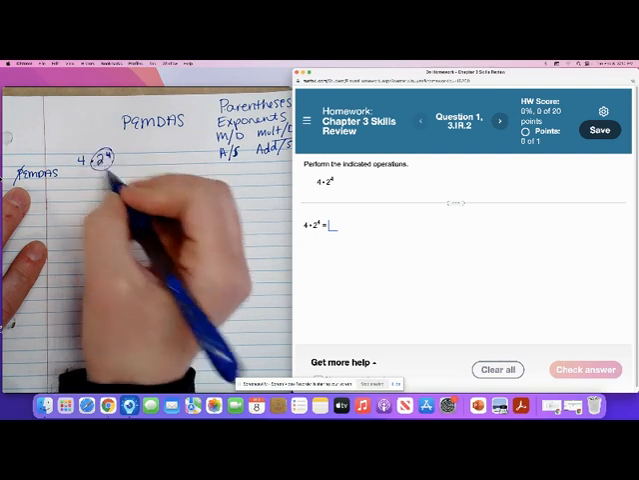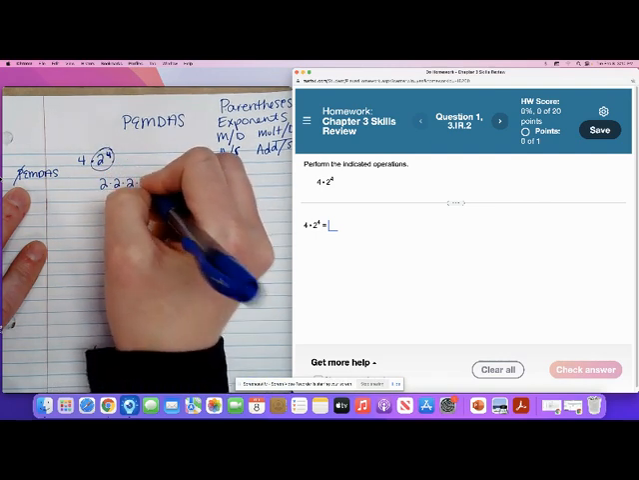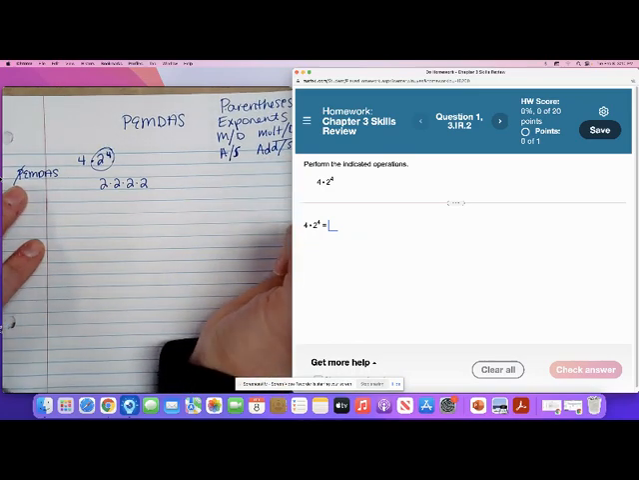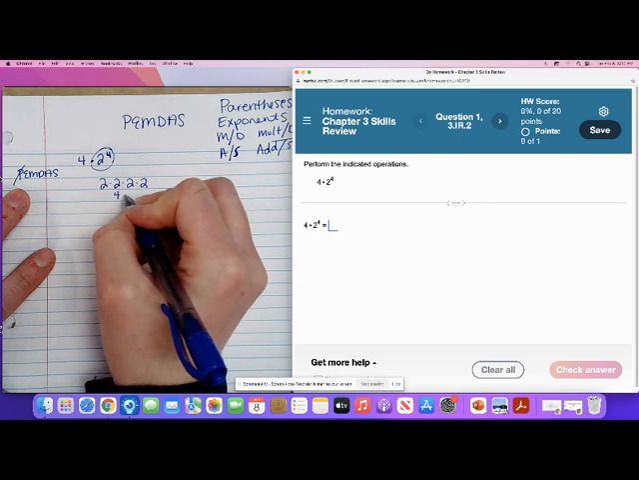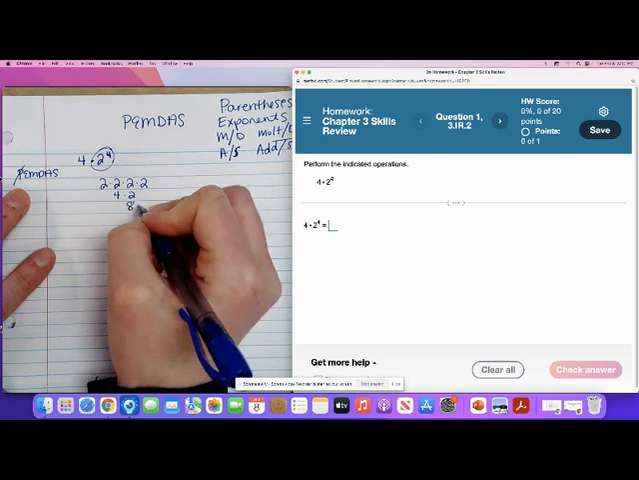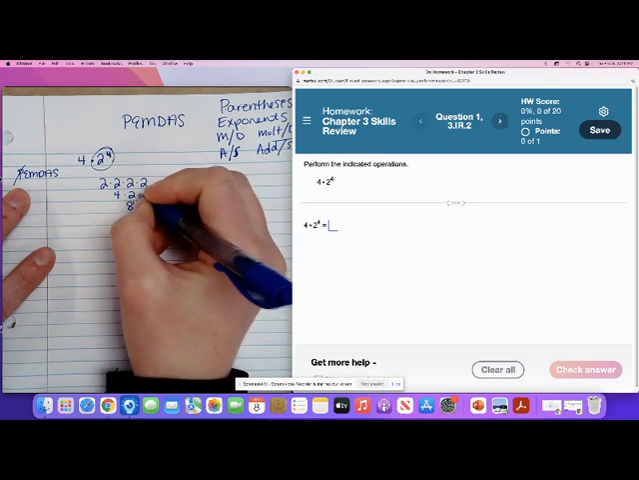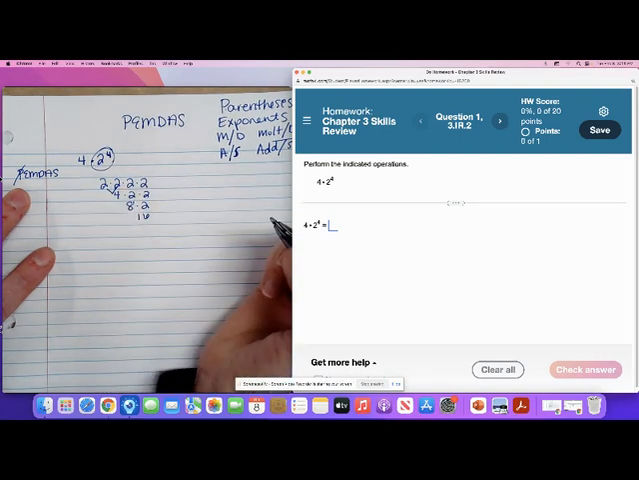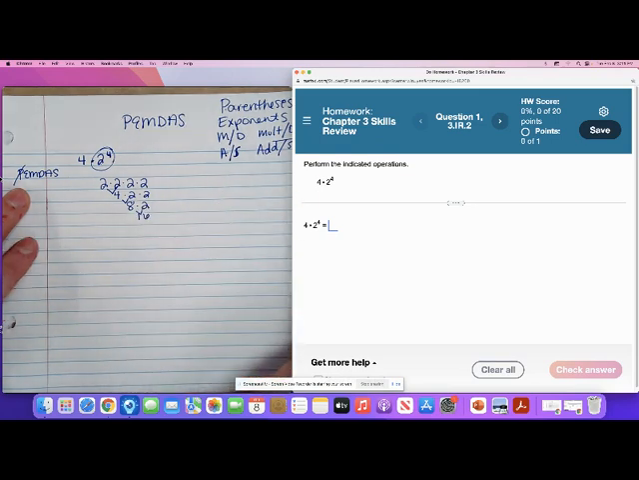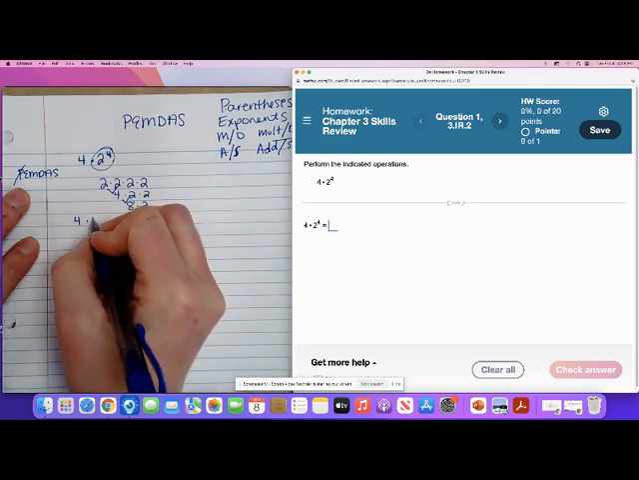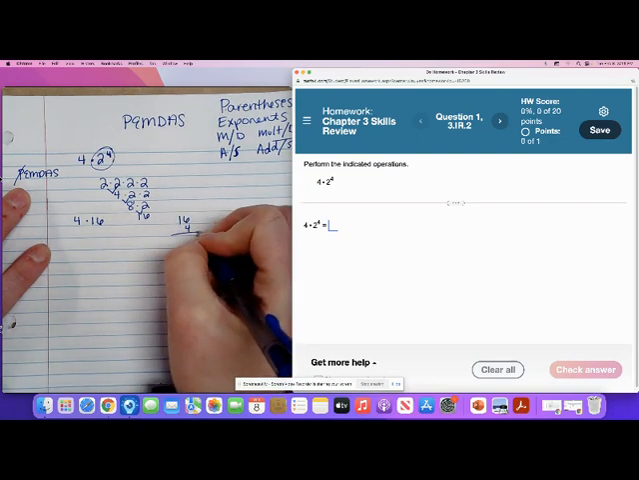So 2 to the 4th means 2 times 2 times 2 times 2. There's 4. We can use our calculator. We can also do this by hand. 2 times 2 is 4. 4 times 2 is 8. 8 times 2 is 16. So I did it like that. And then I brought everything down like that, and then like that. So then it's now 4 times 16, which is 16 times 4.